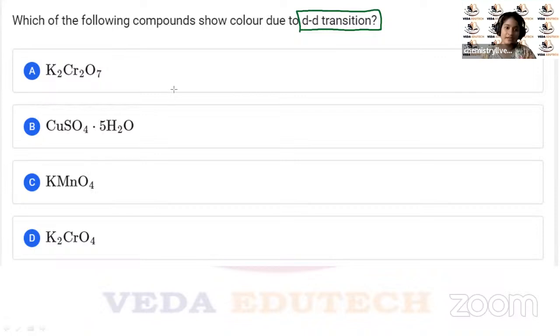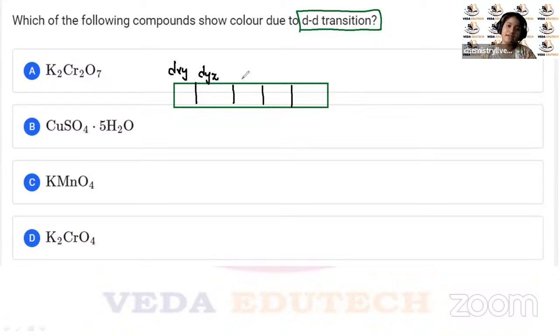Talking about D block, children, in D block we have 5 orbitals, right? Yes. Okay. And what are those 5 orbitals, children? We have dxy, dyz, dzx, dx square minus y square, and dz square.